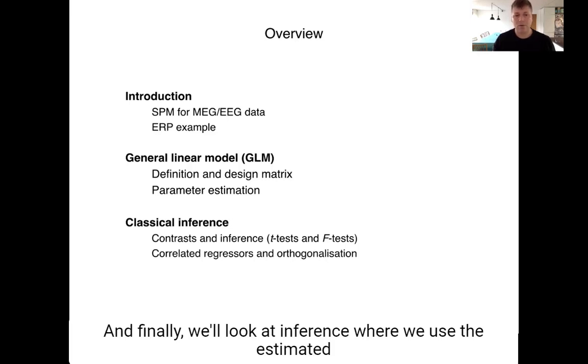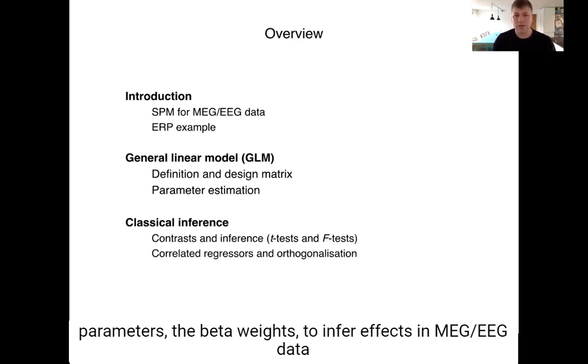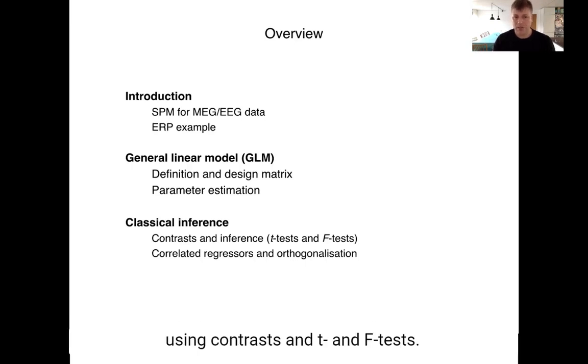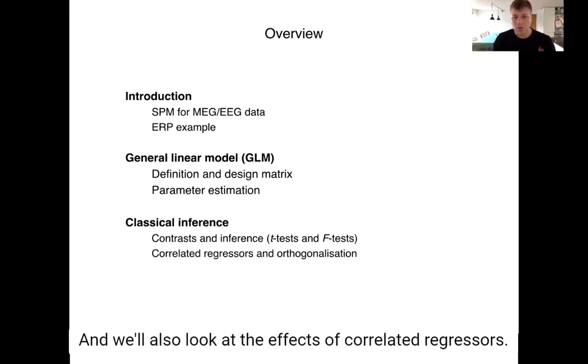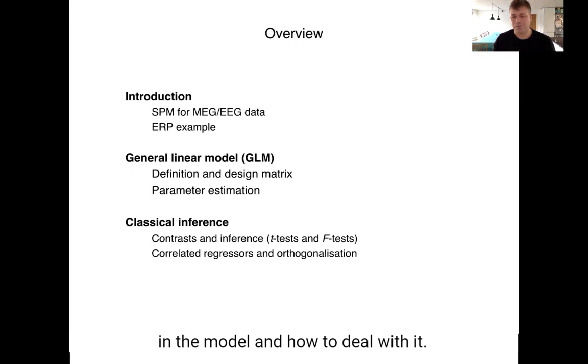And finally, we'll look at inference, where we use the estimated parameters, the beta weights, to infer effects in MEG-EEG data using contrasts and T and F tests. And we'll also look at the effects of correlated regressors, so the situation where we have collinearity between regressors in the model, and how to deal with that.